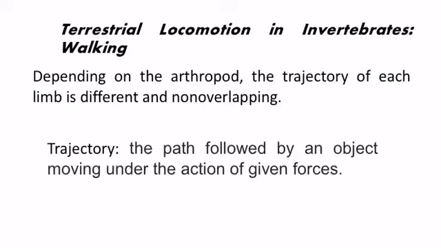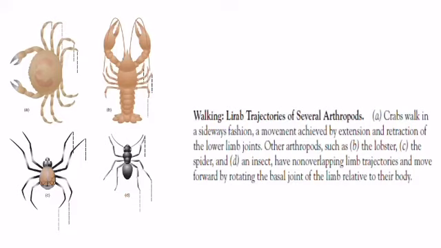Depending on the arthropod, the trajectory of each limb is different and non-overlapping. So what is this word trajectory? Trajectory means the path followed by an object moving under the action of given forces. This diagram indicates the limb trajectories of several arthropods.